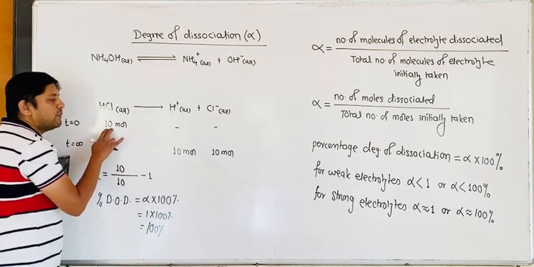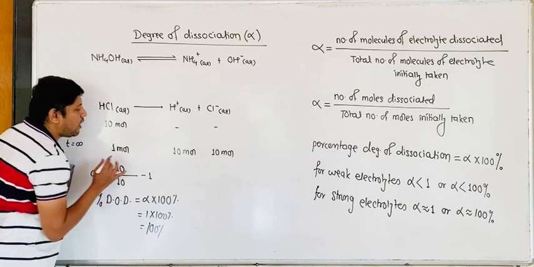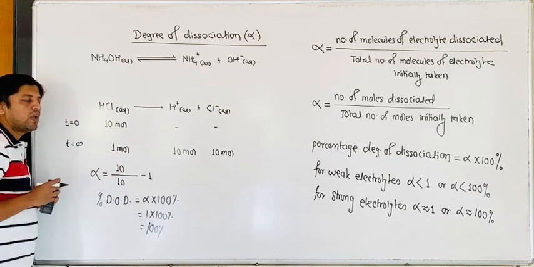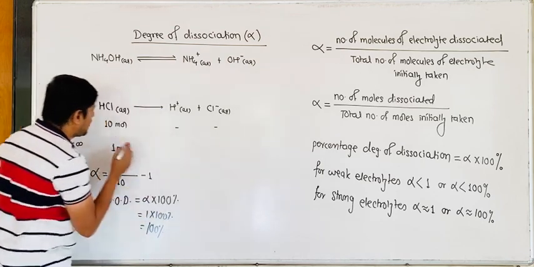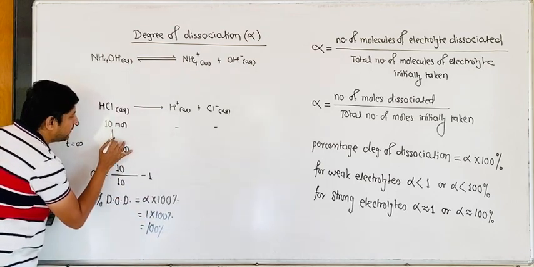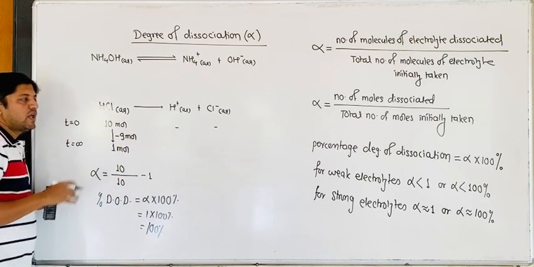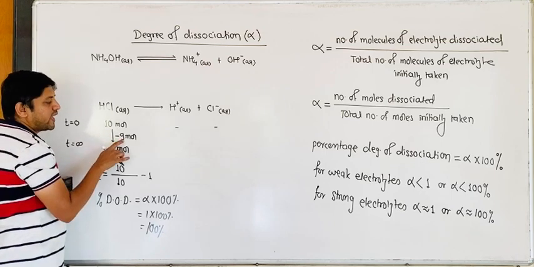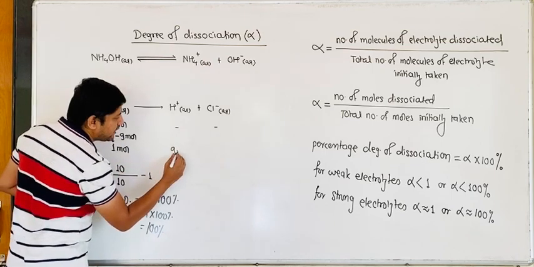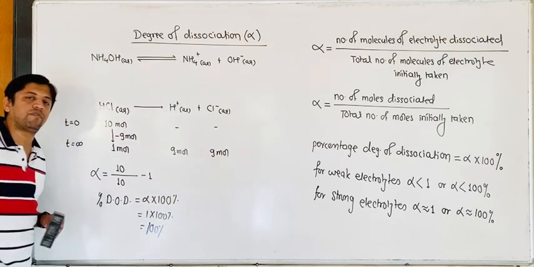If out of these 10 moles, 1 mole of HCl remains undissociated, that means from 10 moles to 1 mole, 9 moles of HCl undergo the dissociation process. Out of these 10 moles, 9 moles are dissociated, meaning 9 moles of H plus ions and 9 moles of Cl minus ions are formed.